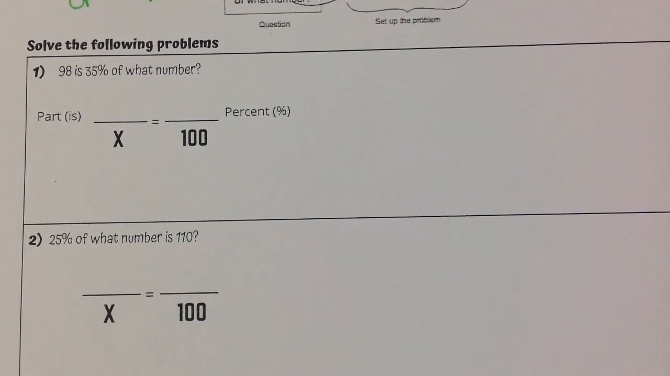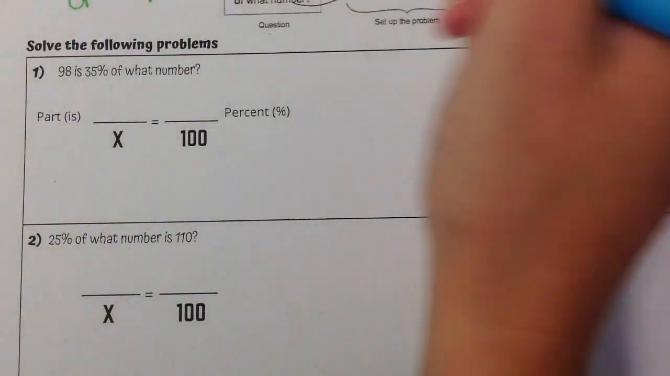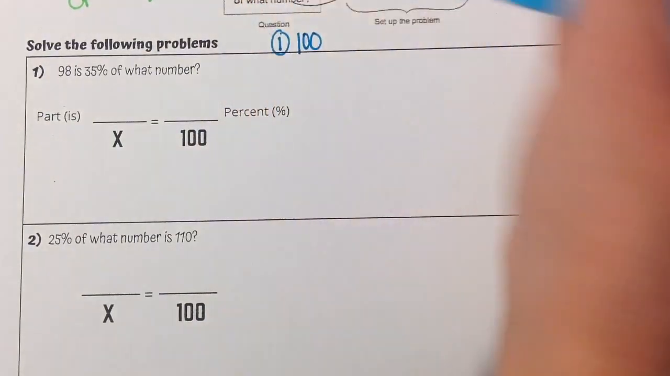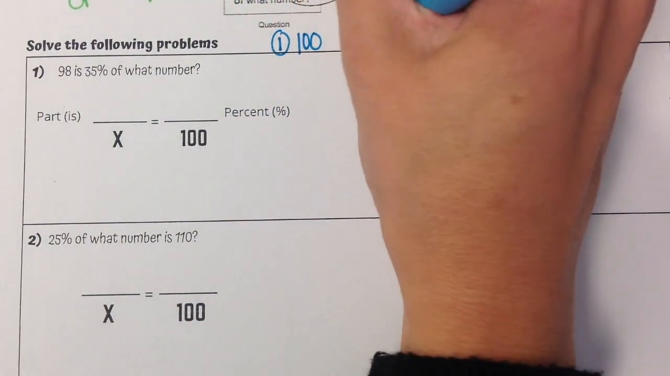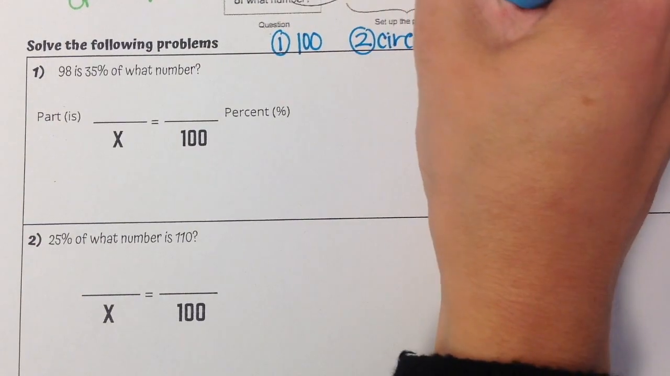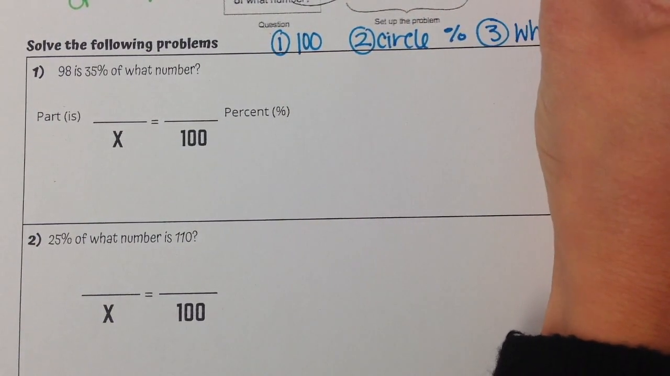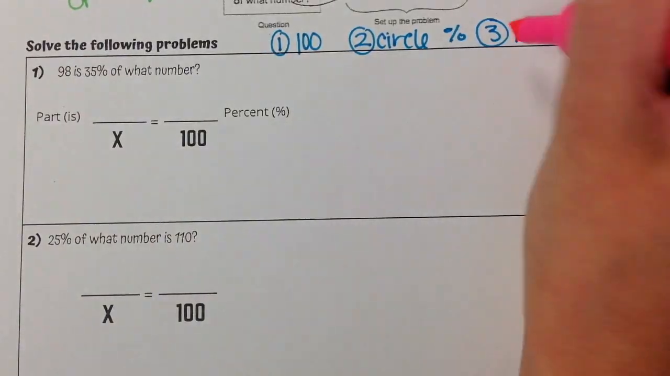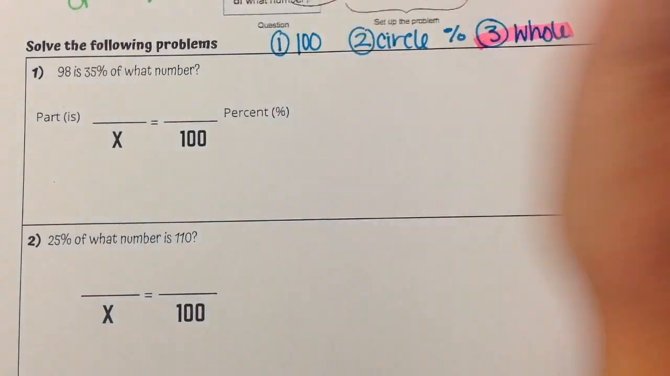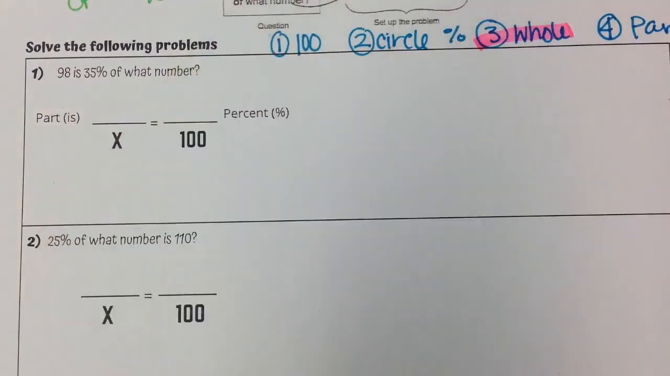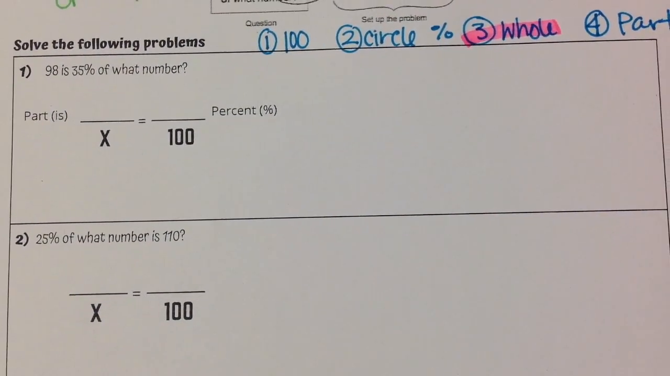So first thing, if we're looking at steps, is we always do, first, write 100, second, circle the percent, third, we're going to highlight the whole, and fourth is finding the part for your general percent proportion.